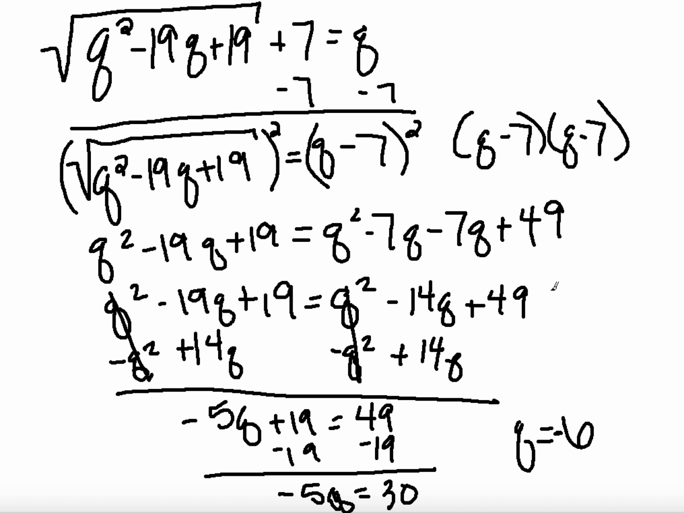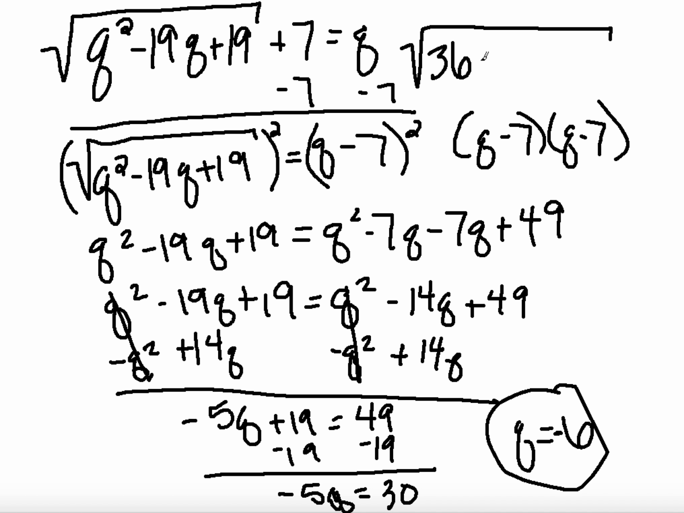So what the question becomes is, is that an actual solution for what's under the radical? To find that out, I'm going to take that negative 6 and plug it in. When I do that, I'm going to get 36 plus whatever 19 times 6 is, plus 19. So I know the solution works because I get a positive number under the root. So I don't have an extraneous solution. An extraneous solution would happen if I got a negative number under the square root.